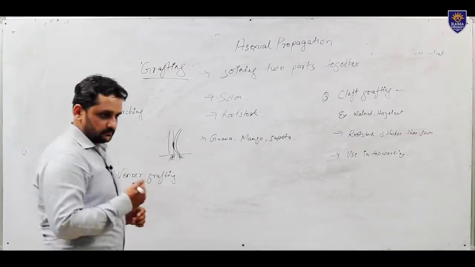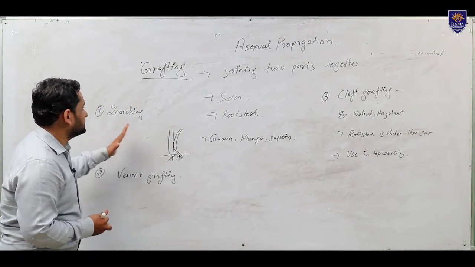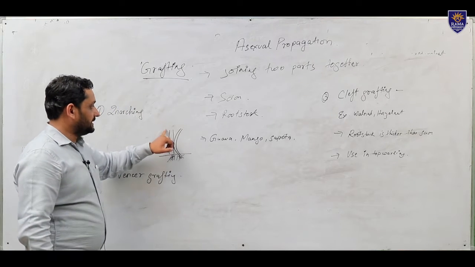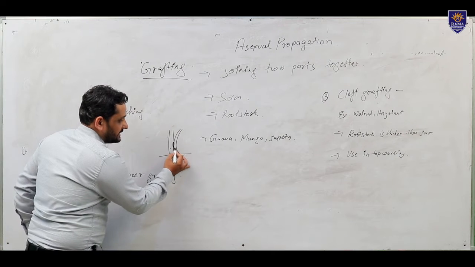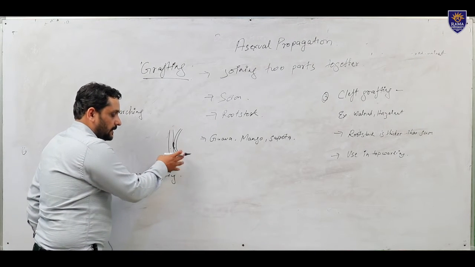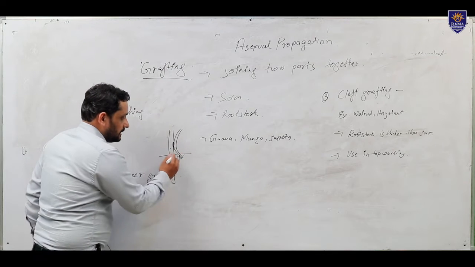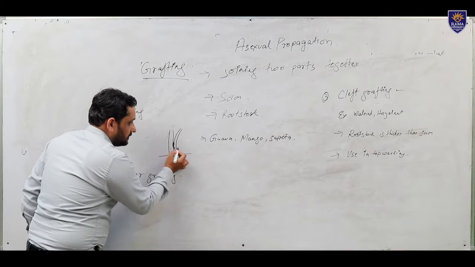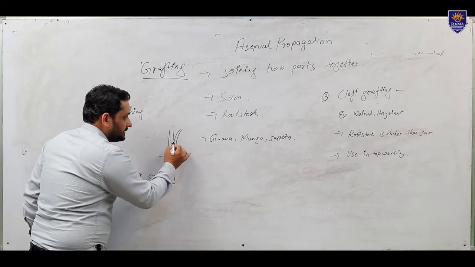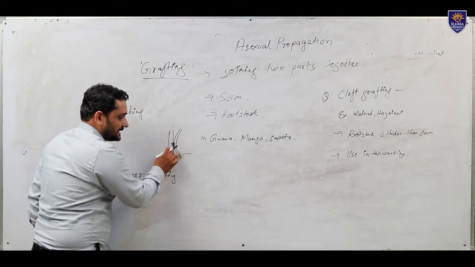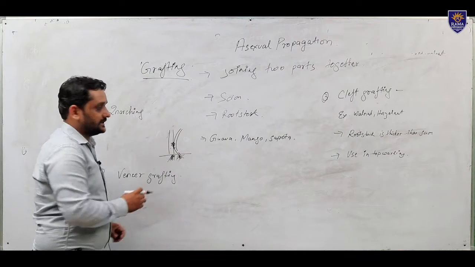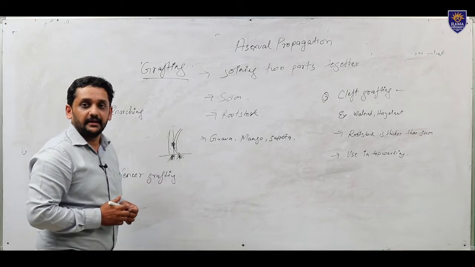So the first type is the enarching grafting. Now what is enarching grafting? In the enarching grafting, we take the rootstock and the scion. Both the rootstock and the scion are in the soil, and they are attached with the help of the polythene sheet. And when the scion gets attached with the rootstock, then it is cut from the mother plant, and this process is known as the enarching.